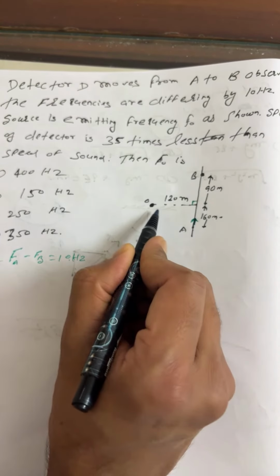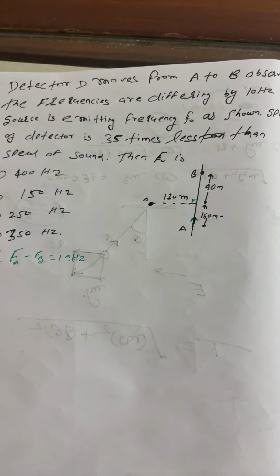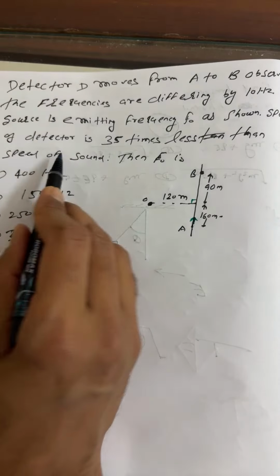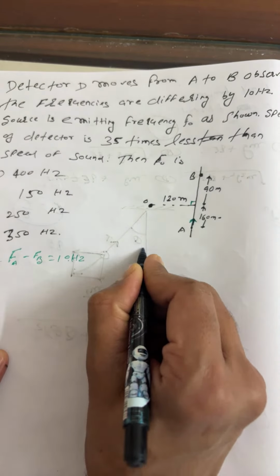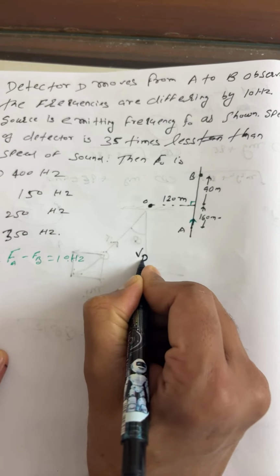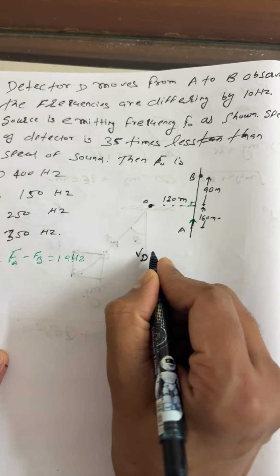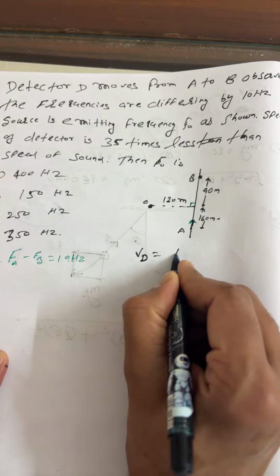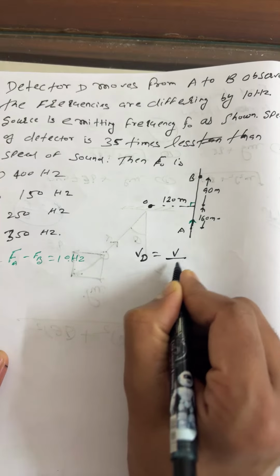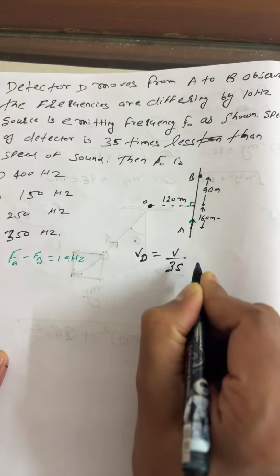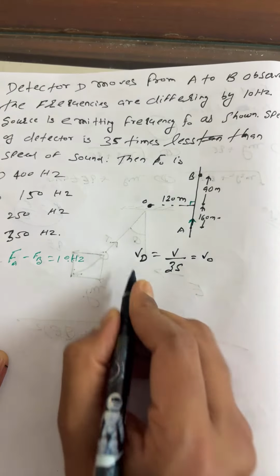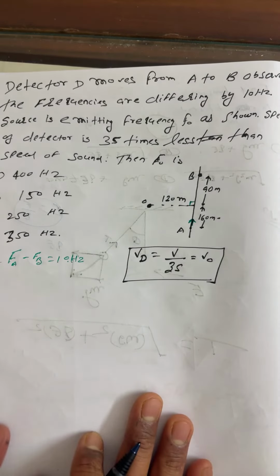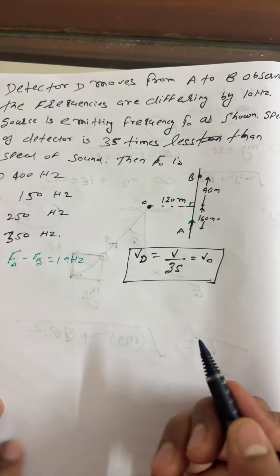There is one more piece of information in this question: the speed of detector. The speed of the detector is 35 times less than the speed of sound. So I'm calling the velocity of the detector V naught, which is equal to V by 35. This is basically the source point.